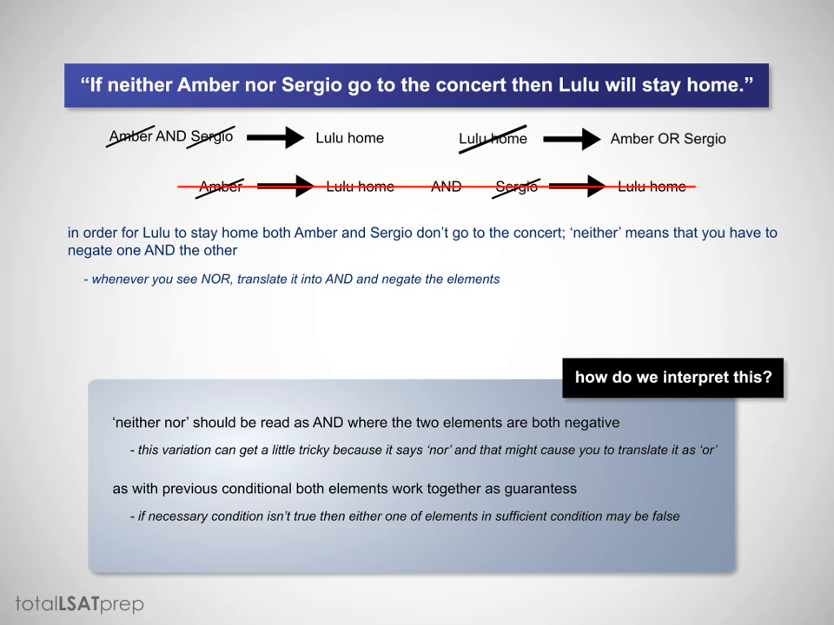The and is in the sufficient condition, so both elements work together, and when negating for the contrapositive, don't forget to change the and to or. Lulu not staying at home, the sufficient condition, the contrapositive, means that either Amber went to the concert or Sergio went to the concert.